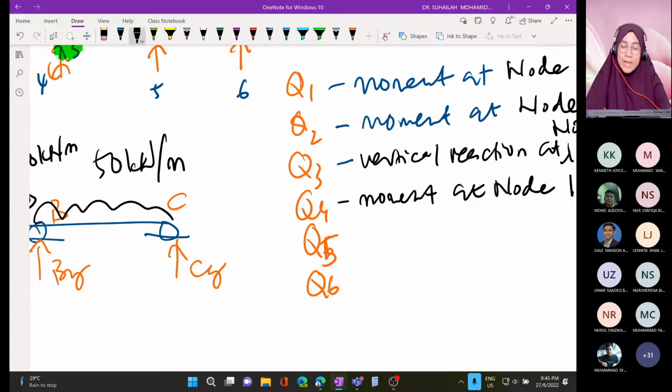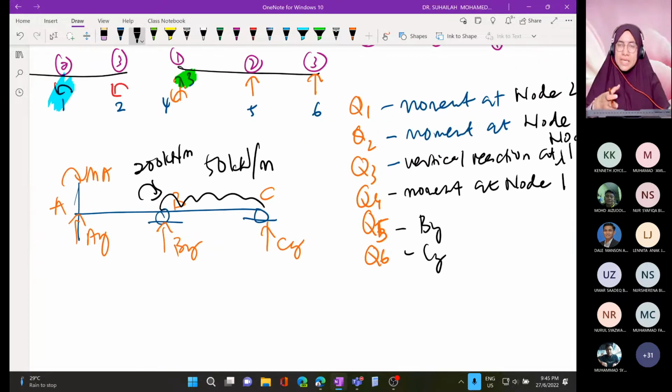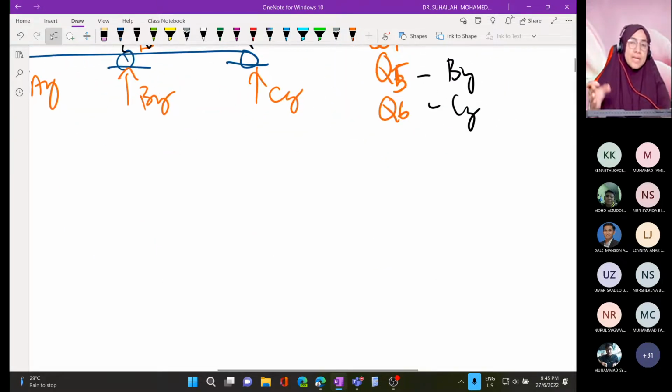Yes, BY and CY. So this is BY, this is CY. Okay, this is in terms of Q, in terms of forces. What are the physical meaning of displacement D1 until D6? D1 until D6. Tadi Q kan?